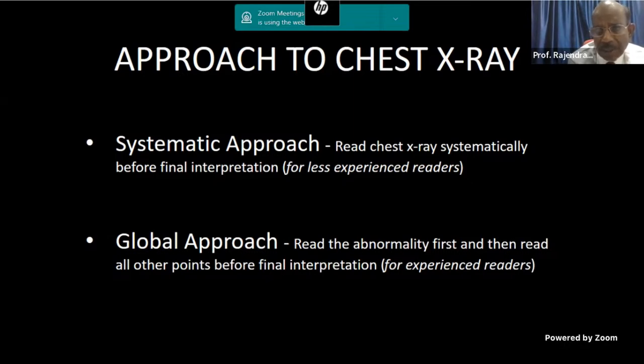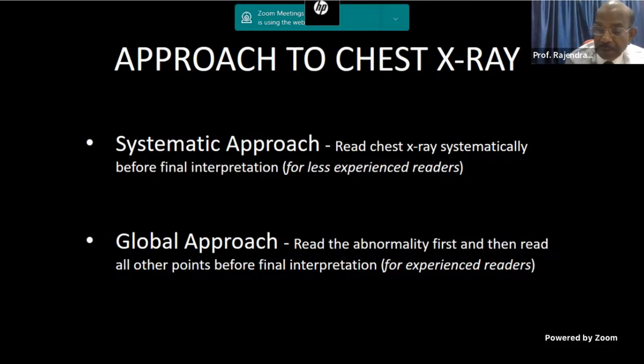In the beginning, for 10, 15 years, you should have a systematic approach so that you may not miss any finding and you should be able to interpret. Suppose you ask me, sir, what approach I have at this stage? I say I have a global approach because I know that if the shadow is like this, what other structures I have to see. So that is the difference.